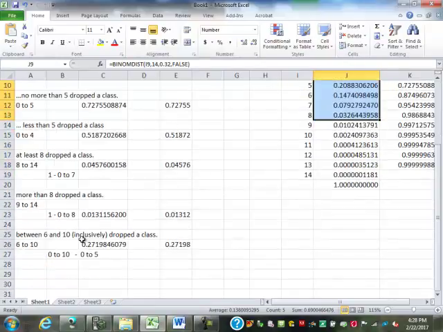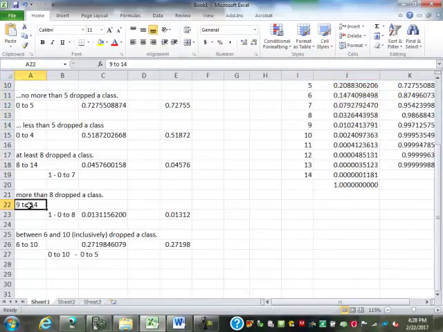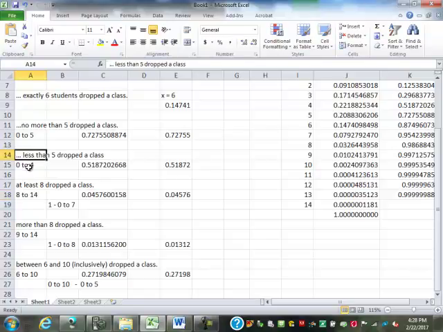The toughest part is deciding, more than 8. Does that include 8? Well, more than 8 does not include 8. At least 8 does include 8. Same here, less than 5, that's only 0 to 4. No more than 5, that's going from 0 up to 5.